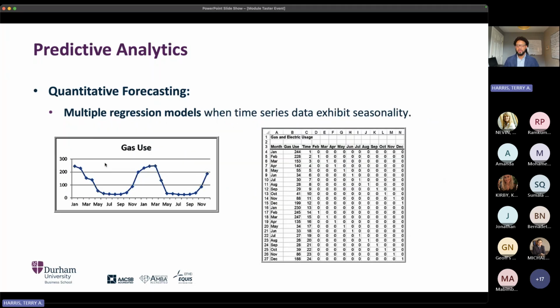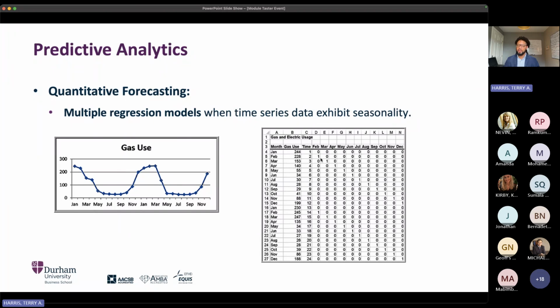So for example, if you're trying to estimate gas use, we know gas use is cyclical. In the summer months, individuals don't heat their homes a lot, so we have essentially minimal gas use. In the winter months, as people turn on their boilers, we have more gas usage. So if you're trying to build a model to predict gas usage, this data series exhibits seasonality, and we should build a model that is able to capture these seasonal effects.